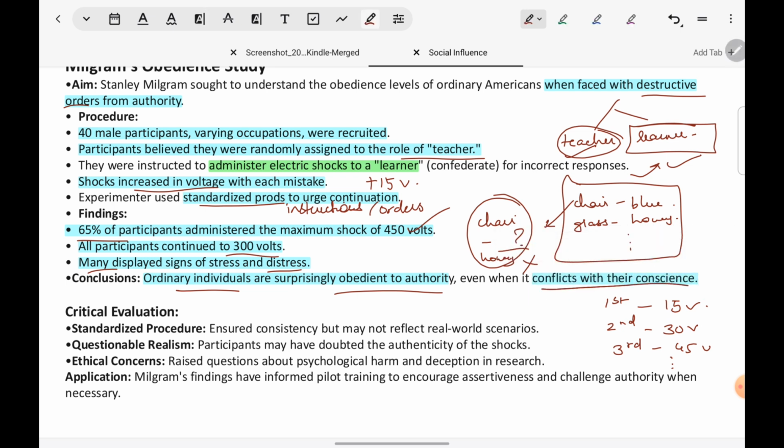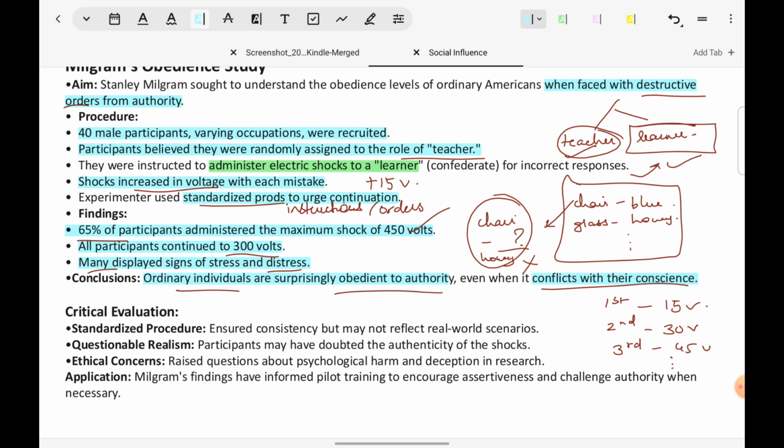These participants were clearly experiencing moral strain when they were doing this task, as we saw by their symptoms and signs of distress. So clearly the task was against their conscience, and yet they were doing it, which shows that in an agentic state, even moral strain cannot prevent participants from doing destructive obedience. Let us now evaluate this study.